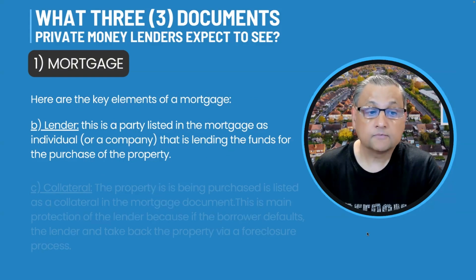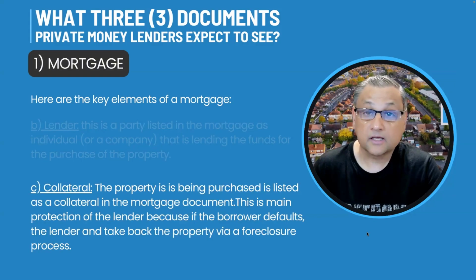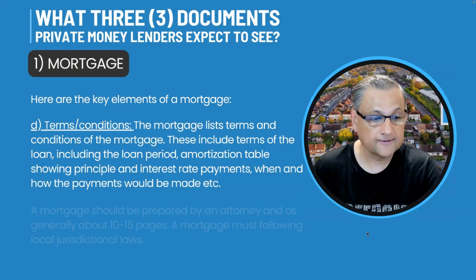There is a lender. This is the party that is listed in the mortgage as the individual or company that is lending the funds to purchase or refinance the property. And then there is the collateral. The property itself is the collateral, and it is listed as the collateral in this document. And this is the main protection that the lender has, because if the borrower defaults, the lender has the right, because of this instrument, to take back the property via a foreclosure process.